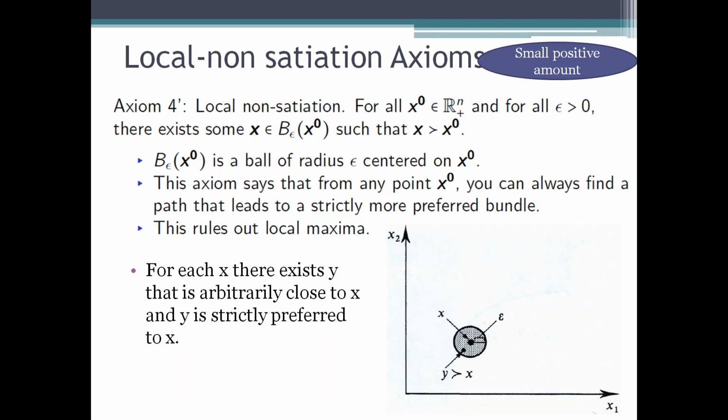They might be, as if they are overlapping, but they are not overlapping. Why? Because there is an epsilon. There is a tiny vicinity between them, the distance between them is very, very small. So the B epsilon x naught is an open ball of radius epsilon, centered on x naught. Our center is x naught, and whenever we add an epsilon, we will find another consumption bundle that is strictly preferred. This axiom says that from any point x naught, you can always find a path that leads to a strictly more preferred bundle.